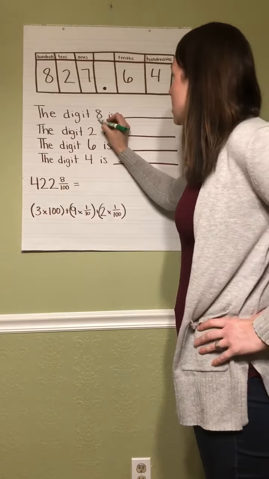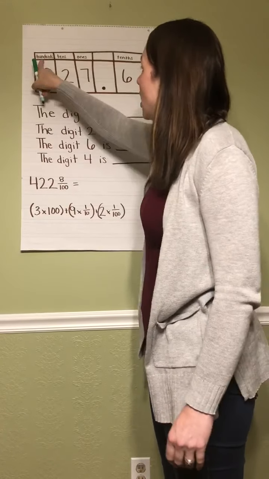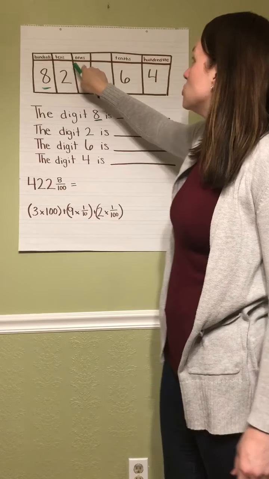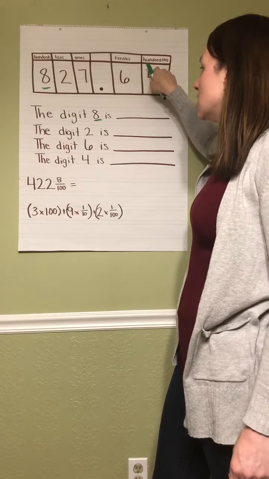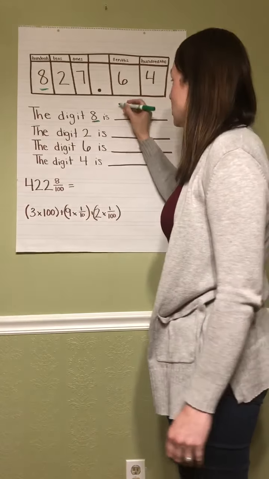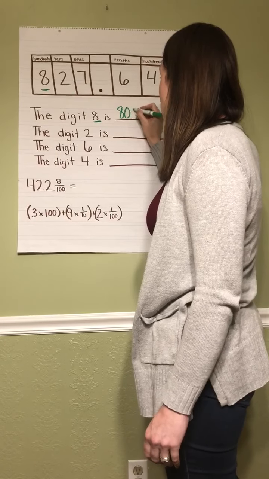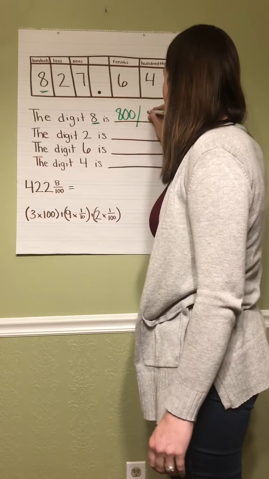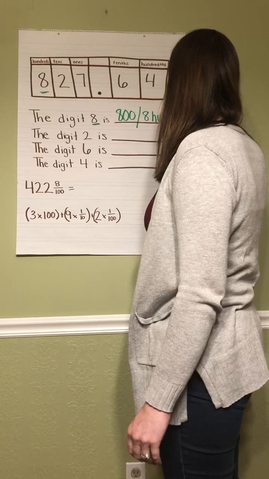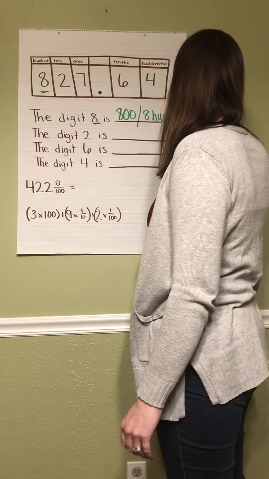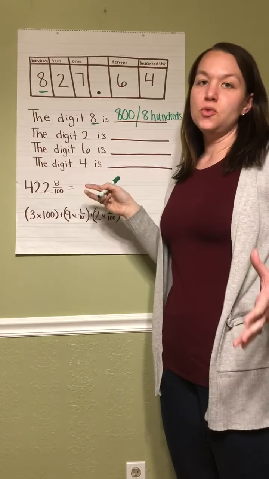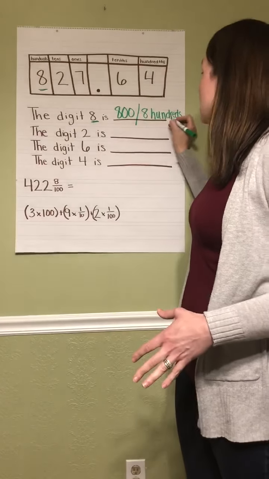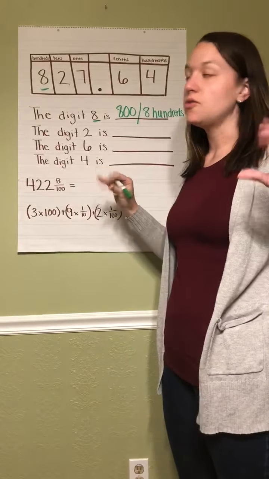So the digit 8 is in the hundreds place, right? Hundreds, tens, ones, there's our decimal point, tenths, hundredths. So 8 is in the hundreds. So really it should have been 800, or you should have written out 8 hundreds. I accepted 800, but really the unit form wants you to write out 8 hundreds. It wants the long form of that.